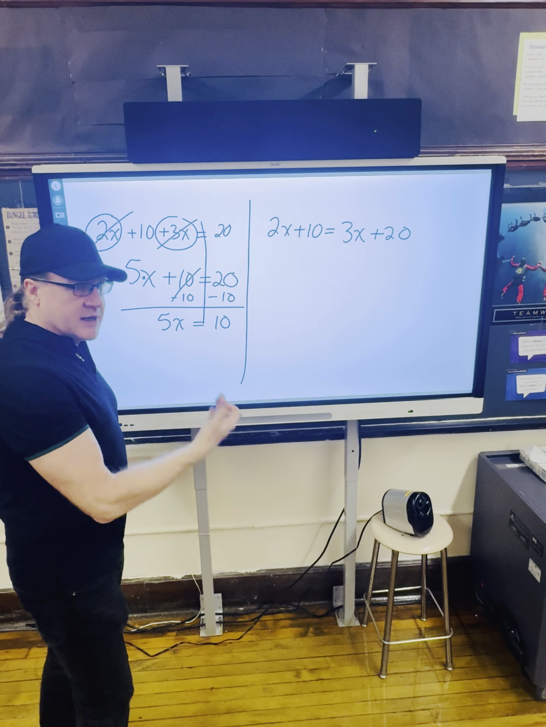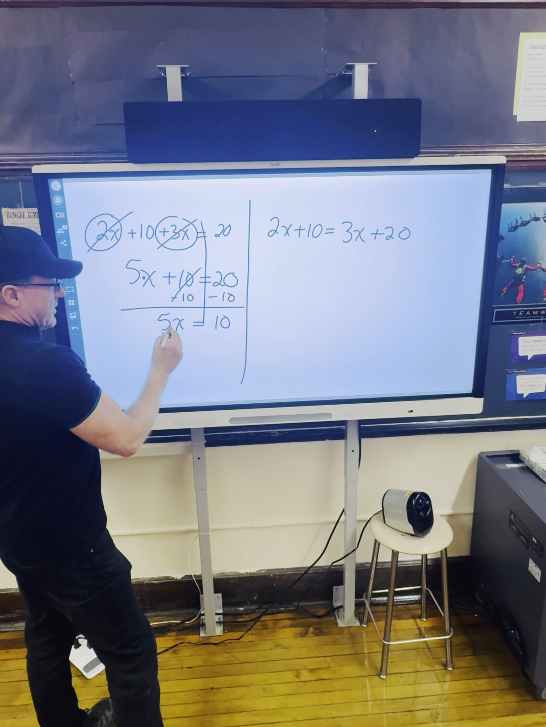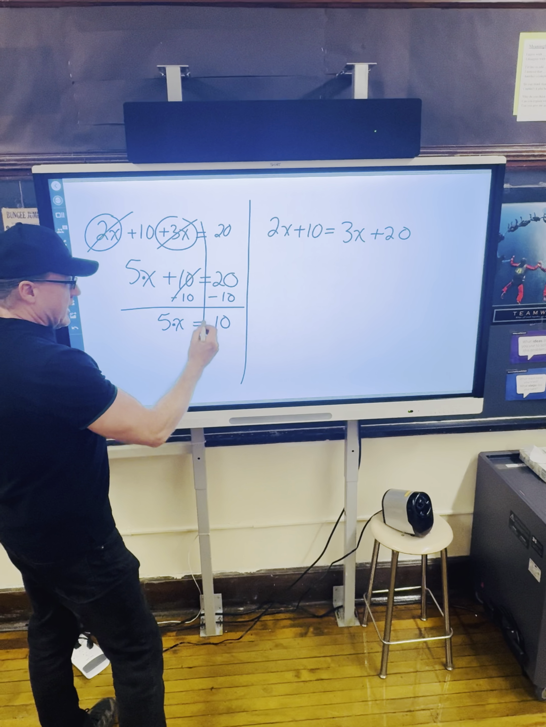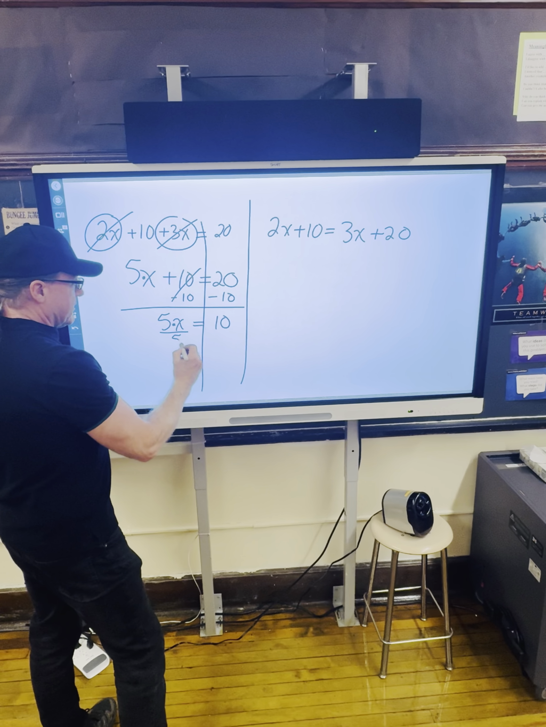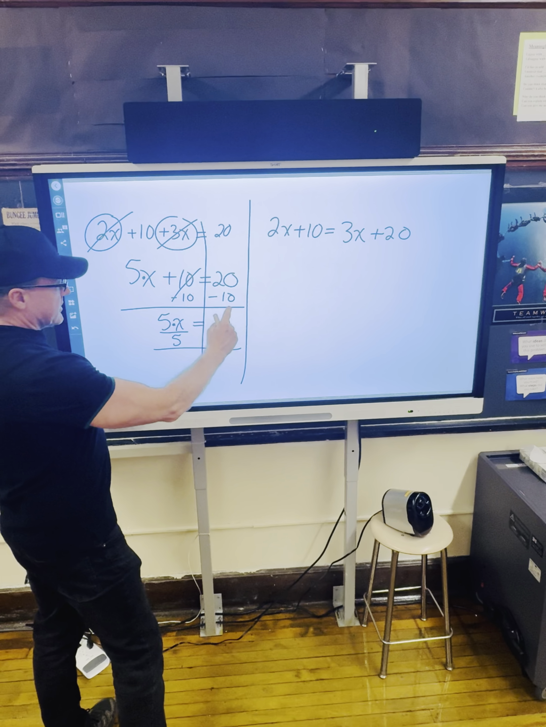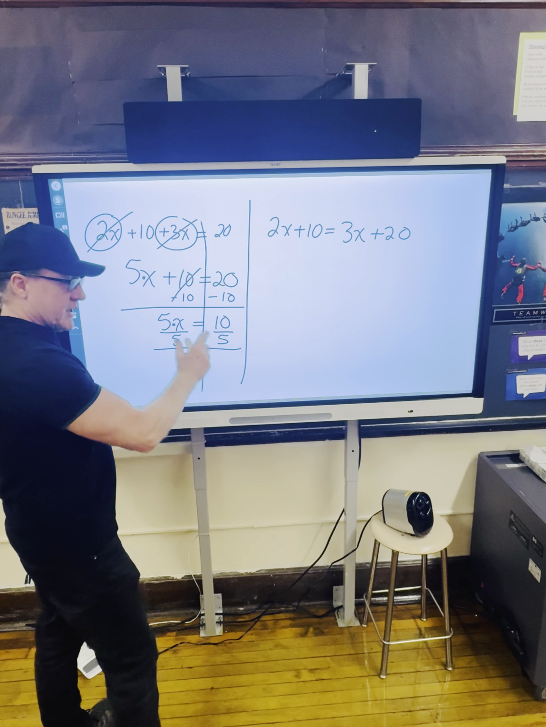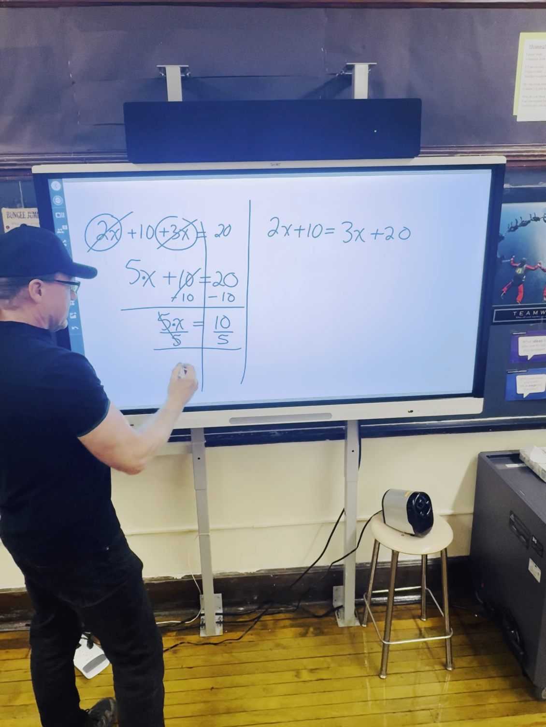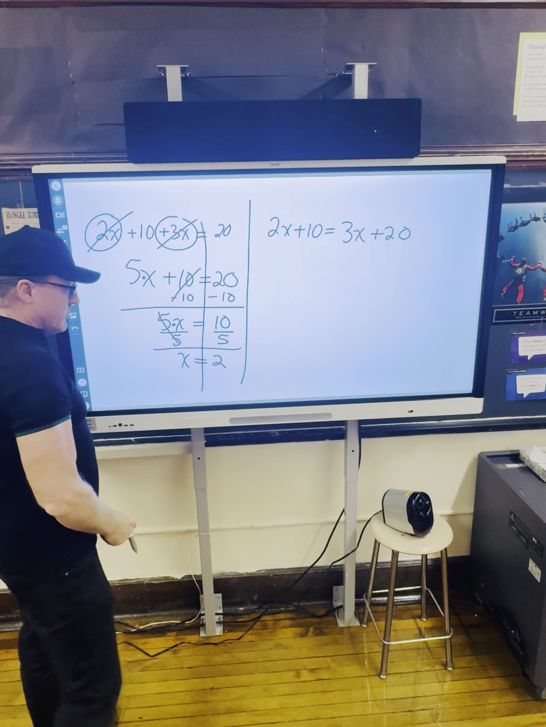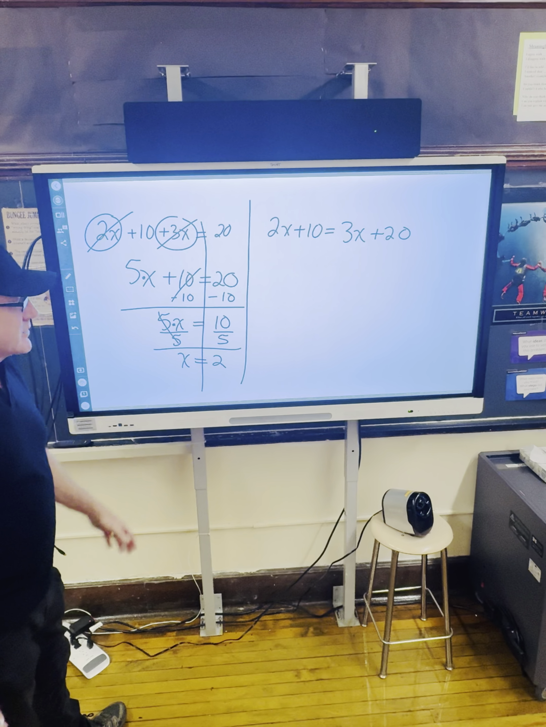We're not done because x is not by itself. This is 5 times x. So the inverse is to divide. Remember, same side, same thing. Identical on both sides. We're keeping the equation balanced. Okay, we stop, x is by itself.